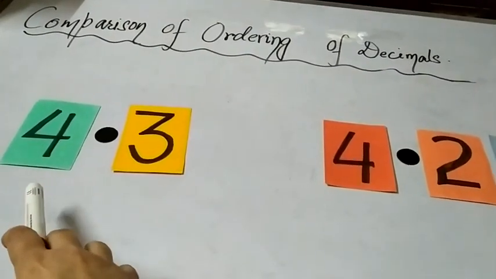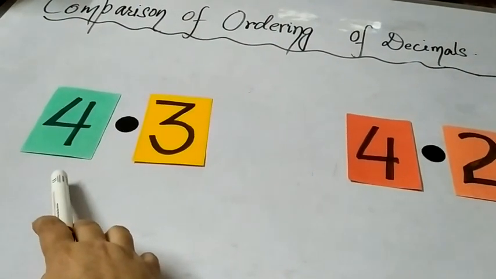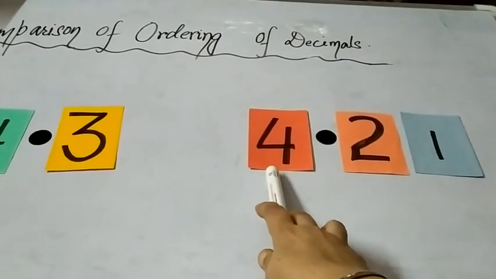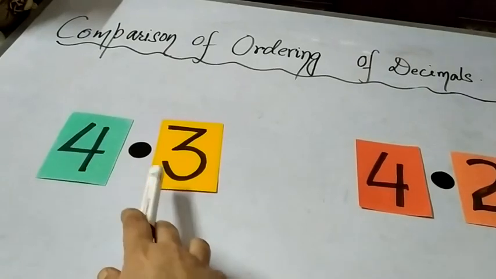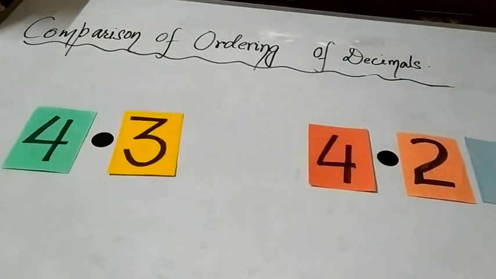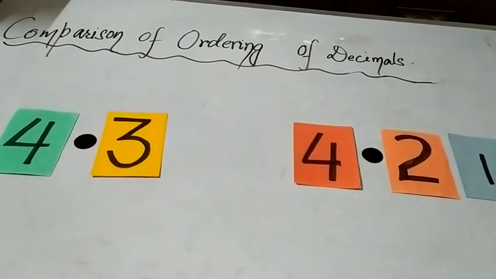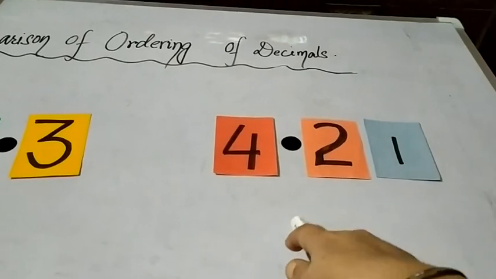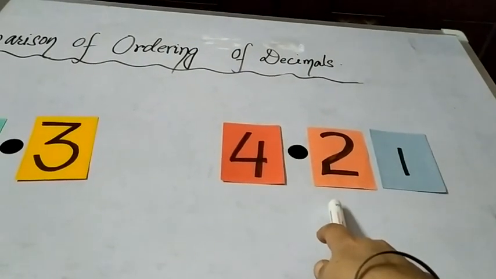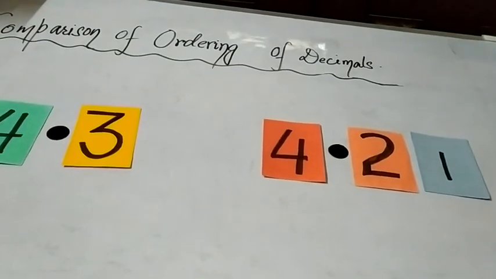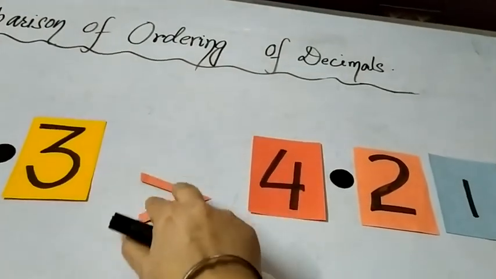Okay, now see, the second step is compare the whole numbers. Here it is 4, here also it is 4. So there is no difference. When there is no difference, we move on to the next digit. The next digit over here is 3, and here it is 2. So they are different. Which one is bigger? 3 is bigger. So this one is bigger.